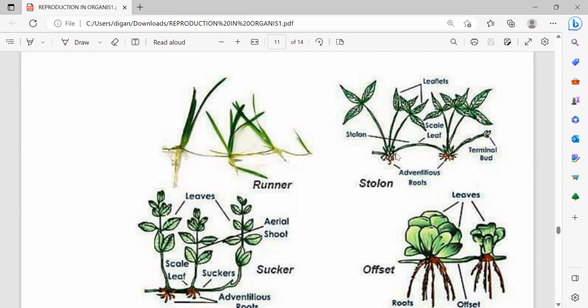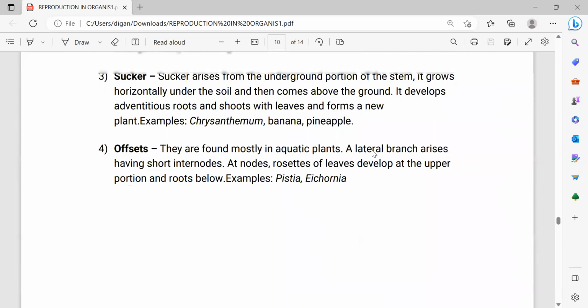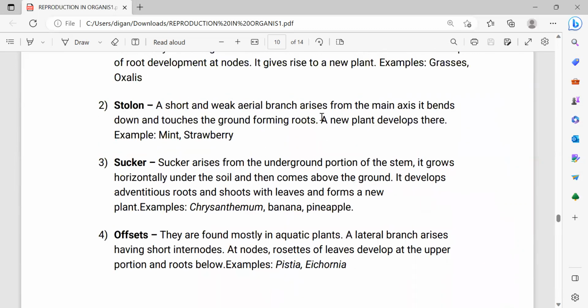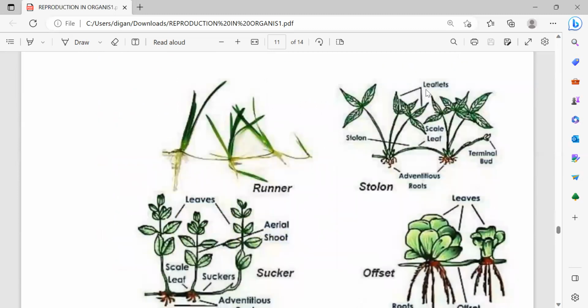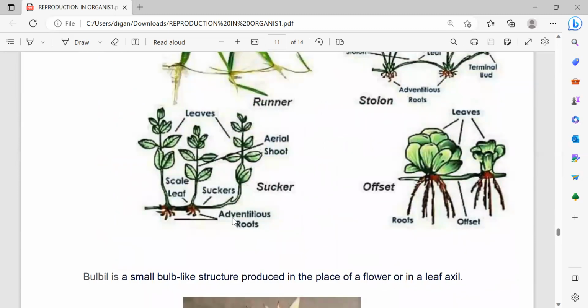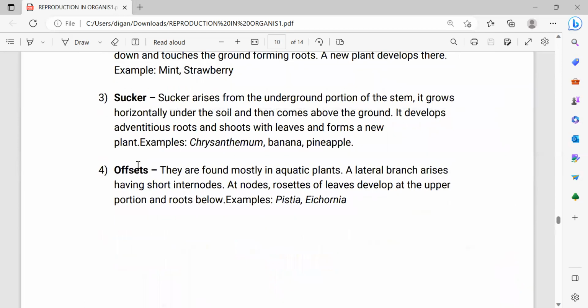Next one is stolon. Look, this is the parent body. From the parent body, one branch grows upwards. In the definition I just read, a short and weak aerial branch arises from the main axis. It bends down and touches the ground, forming roots. So this is the example of stolon. Next one is sucker. In this type of stem modification, the branch arises from the underground portion of the stem, then grows horizontally under the soil and then comes above the ground. So this is called sucker.